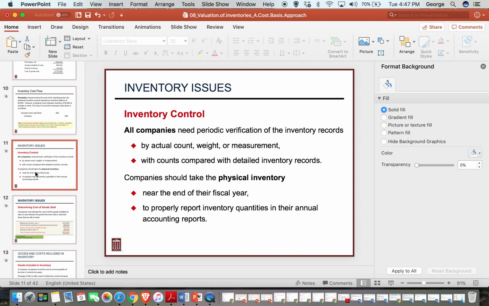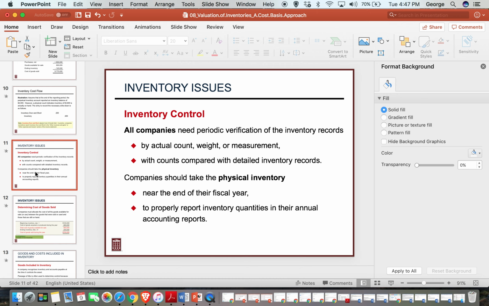And if there's a difference, as I showed before, we'd possibly make an entry to inventory short and over. A company should take physical inventory at the end of the year, properly report the inventory quantities in their annual accounting reports.